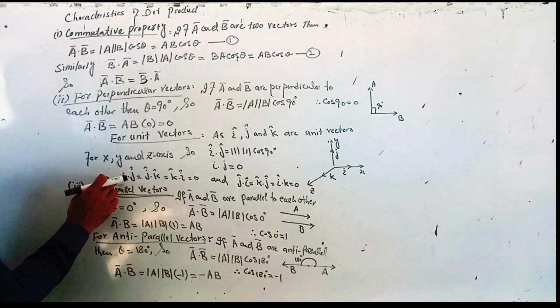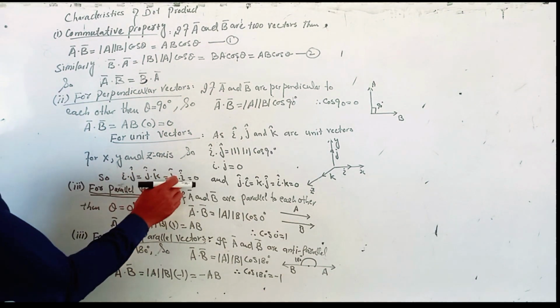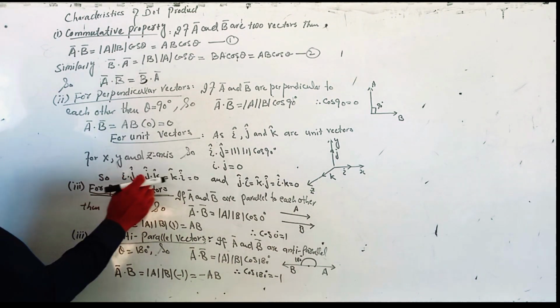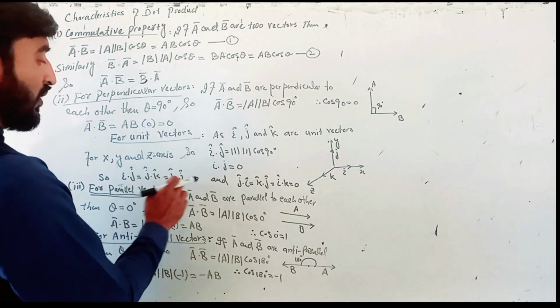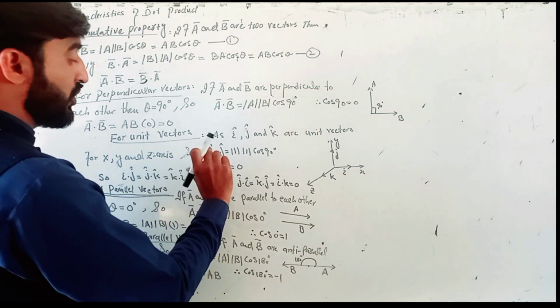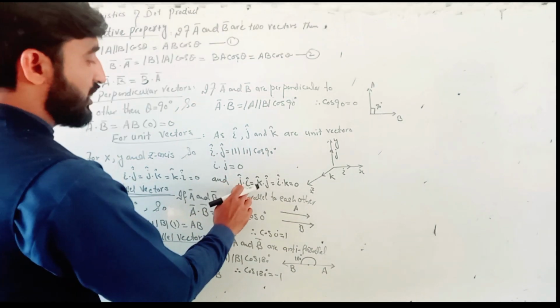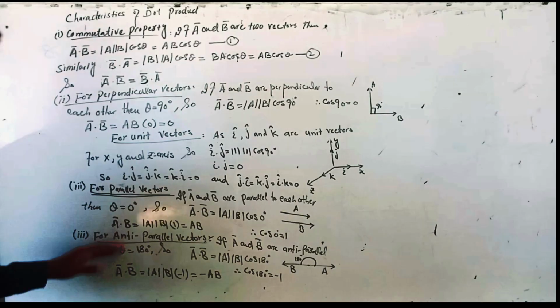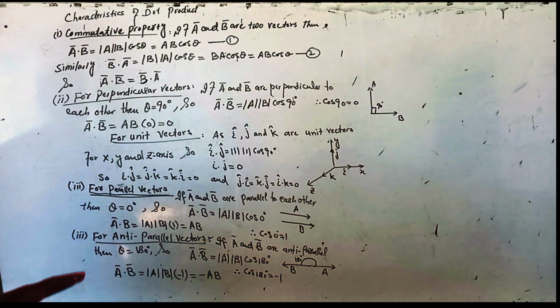We can write j dot k and k dot I; as these three expressions are perpendicular to each other, we will get the answer 0. Now if we invert their places, j dot I, k dot j, k dot I, it will also give a 0 answer.